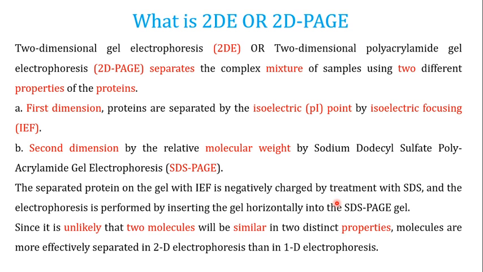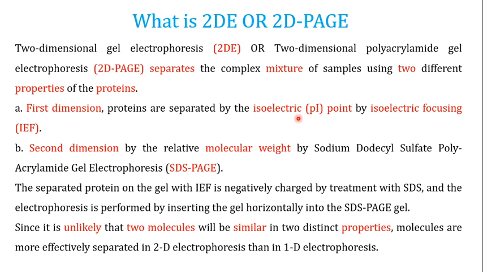Now the power of 2DE or 2D PAGE is that it is very unlikely that two molecules will be similar in two distinct properties, and molecules are more effectively separated in 2D electrophoresis than in one-dimensional electrophoresis. For example, if you are separating the proteins only on the basis of the isoelectric point, there can be chances that two proteins may have a very close isoelectric point, and you cannot then differentiate between the bands of those two proteins.